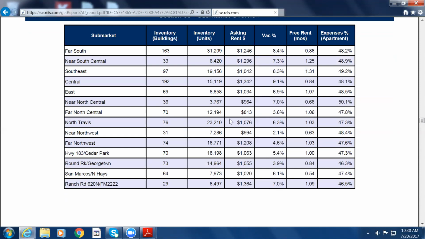I'm just identifying any outliers quickly. It looks like that far north central submarket's got that lowest rent. However, the vacancy is also a little bit low as well. So again, just a nice comparison across the board. You can see which submarkets are offering more concessions or where the rents are a little bit higher.